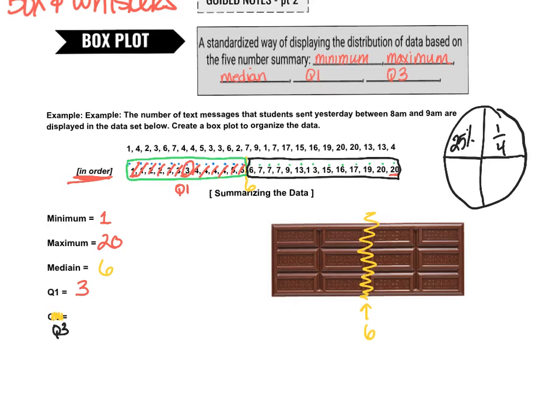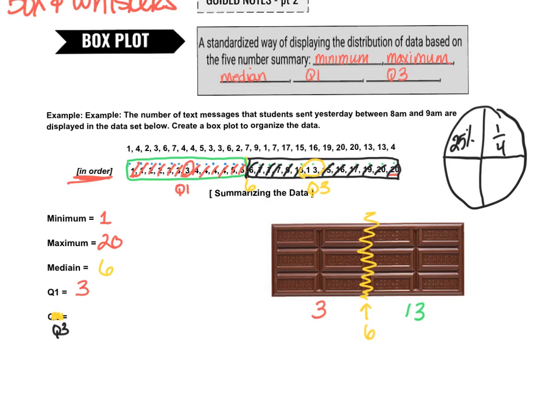And so again, this has 13 digits. So we're going to count 6 from each side, leaving us with 1 in the middle. So 1, 2, 3, 4, 5, 6. 1, 2, 3, 4, 5, 6. And so we see that 13 is our third quartile. So for our first quartile, we have 3, and for our third quartile, we have 13.